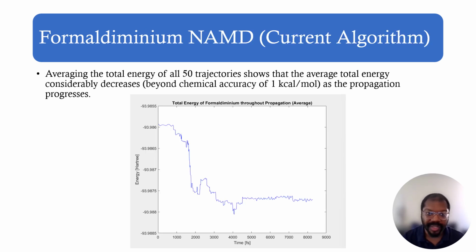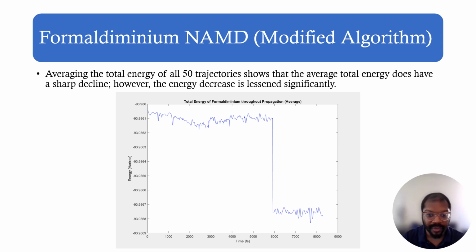For the current algorithm, we can see that there's a notable decrease in energy beyond chemical accuracy. If you look closely, there's a gap of basically 2.2 times 10 to the negative 3 Hartree, which is greater than the chemical accuracy of 1.6 times 10 to the negative 3 Hartree. However, when we apply our modified algorithm, we can see that that gap lessens. We're looking at a gap of around 7 times 10 to the negative 4 Hartree, which is significantly less than chemical accuracy, which is what we want.